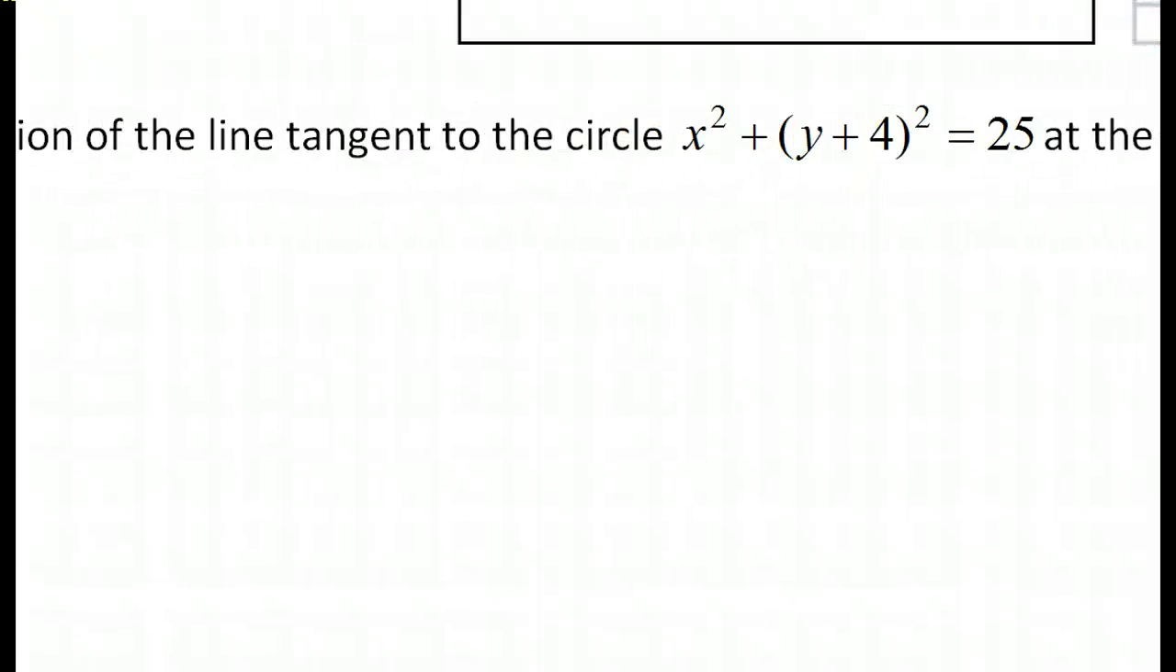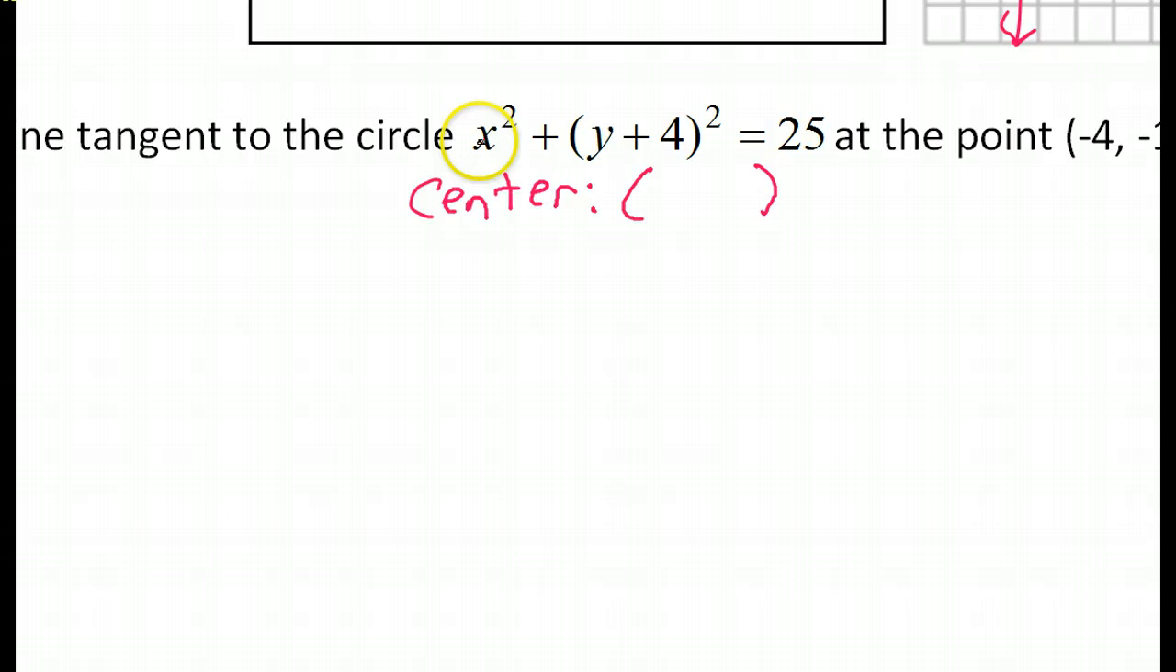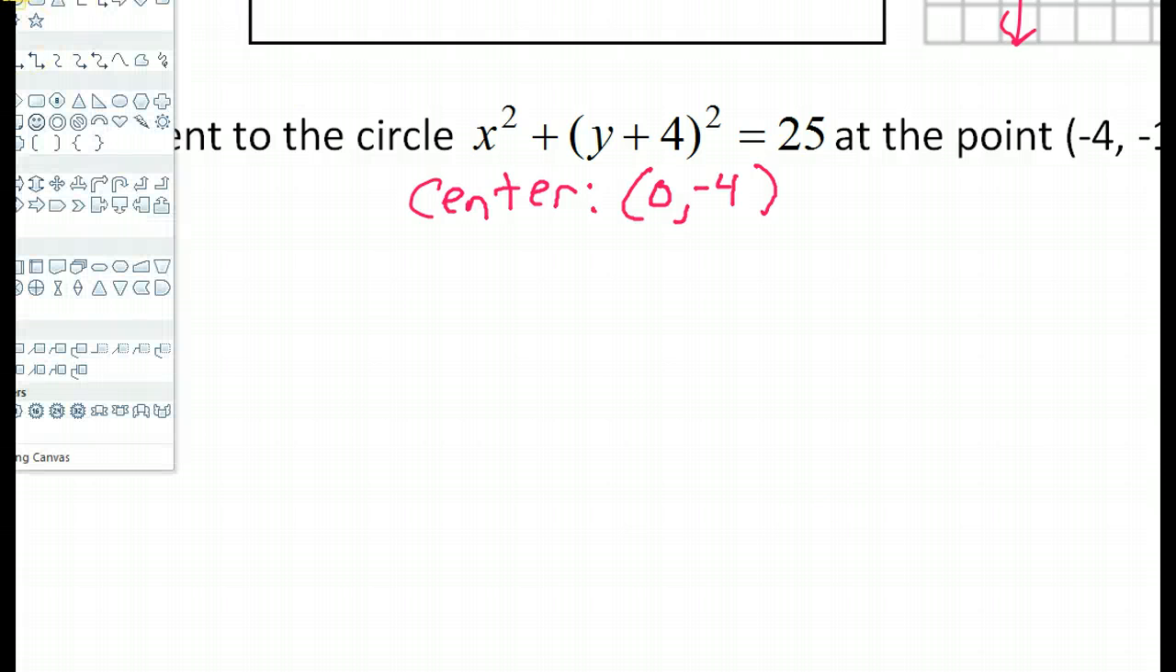Okay, what you want to do is draw a picture of what's happening. It's very, very important to understand that looking at this circle, we should be knowing what the center is right now. That's going to be crucial. So the center of this circle, it's the opposite of this and the opposite of this. This is 0, so that's just going to be 0. But the opposite of this is -4. So this is my center, guys. Okay, so let's get this picture going. So we're talking about a circle.